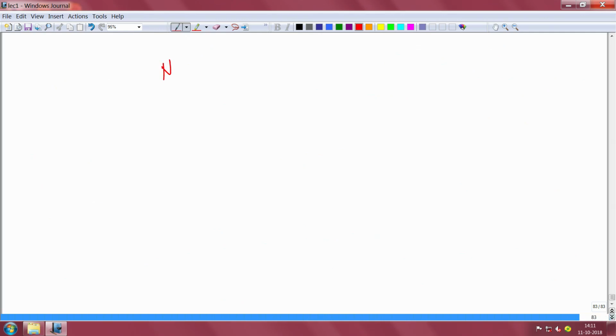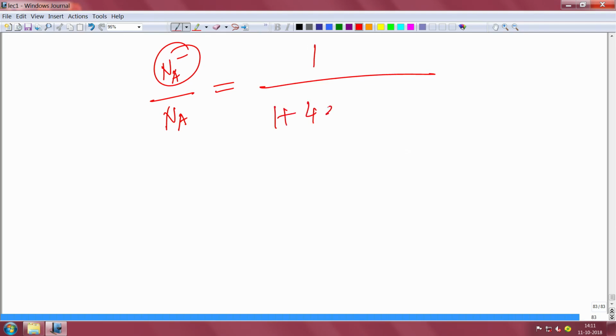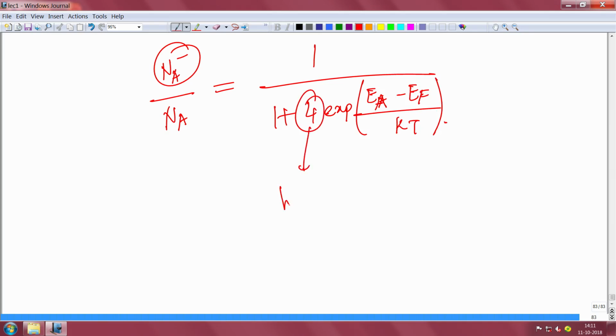Similarly for holes, Na minus by Na is the fraction of acceptors that are ionized. Remember, when they ionize, they give away a hole or take away an electron, so they become negatively charged. This is the fraction that is ionized, that is given by 1 by 1 plus 4 exponential of Ea minus Ef, this is the acceptor ionization energy, by kT. The reason 4 comes is because of heavy hole and light hole, and then there is a spin. So, 4. Okay.